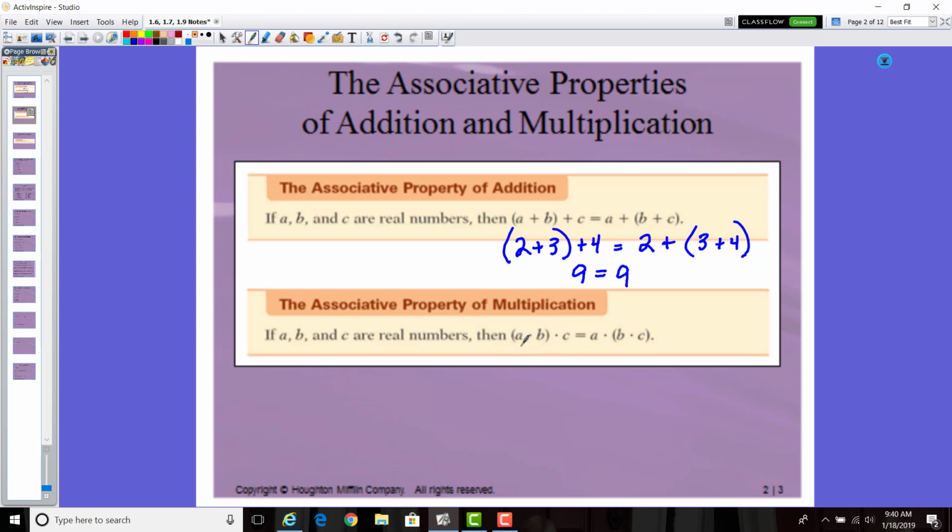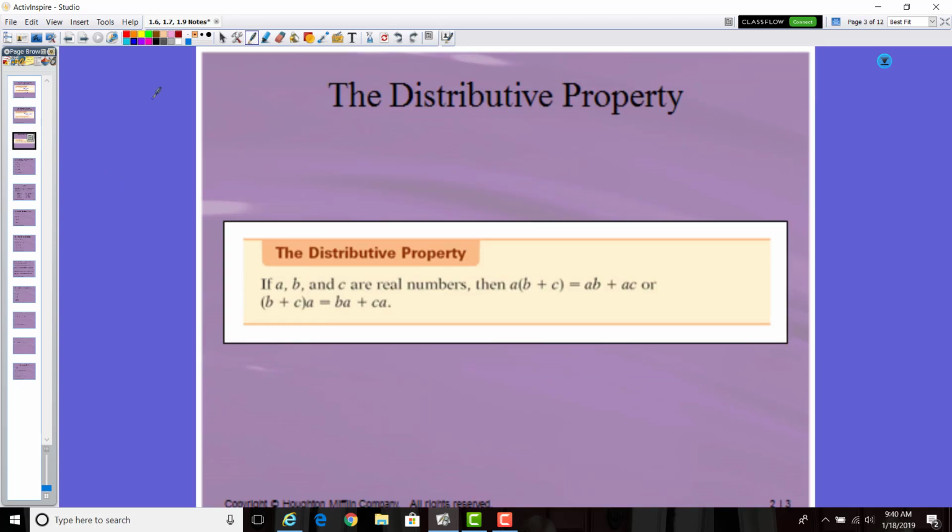Same thing will happen with multiplication. If I have 3 numbers that are being multiplied, I can multiply the first 2 first and then multiply that product by C, or I could multiply B times C first, go back and multiply that by A. As long as A, B, and C are in the same order, those will come out to be the exact same products. The distributive property is the one you probably might remember the most because you use it a lot.